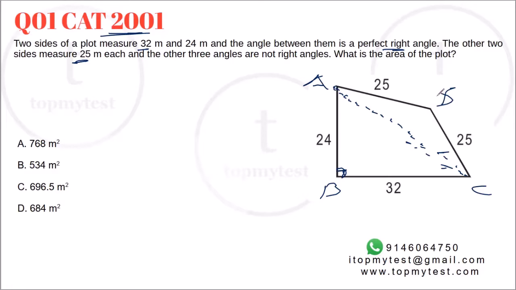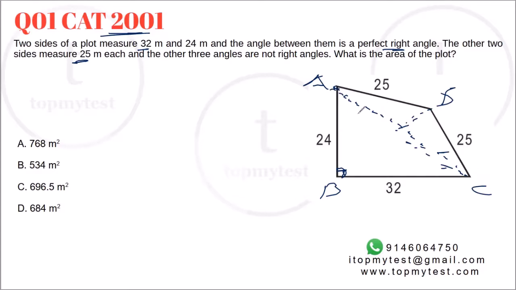Also, ADC is an isosceles triangle. So if you drop a perpendicular to it, it will bisect the base. So we can analyze it in this way. What do we need? We need to find the area of the quadrilateral. Area of the quadrilateral will be area of triangle ABC plus area of triangle ADC.